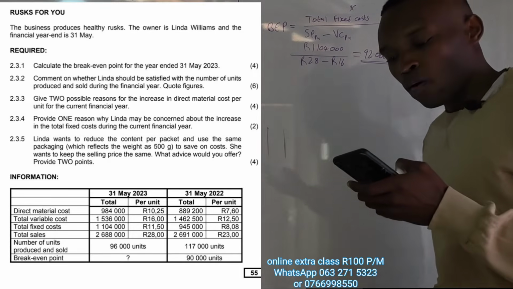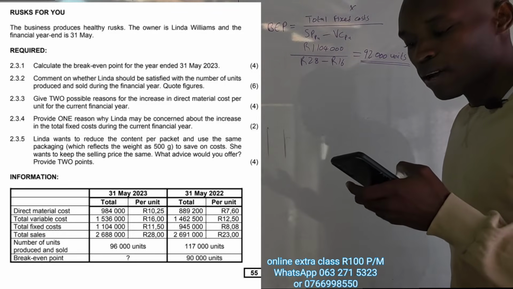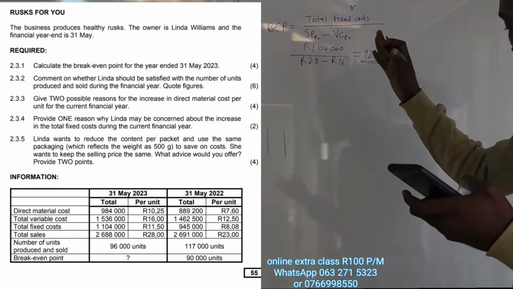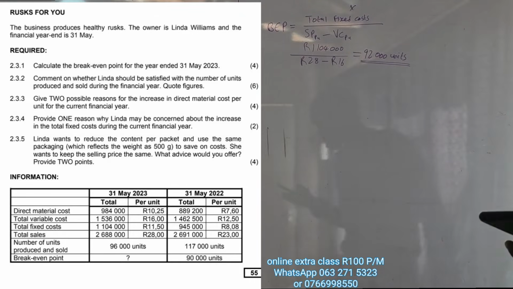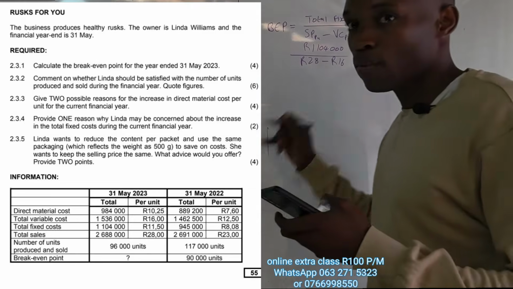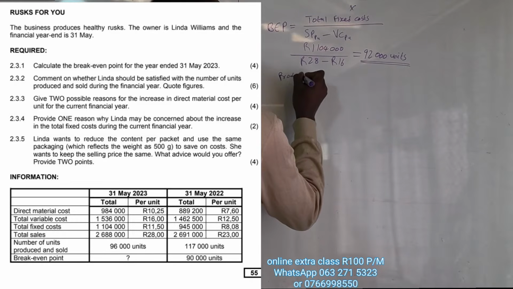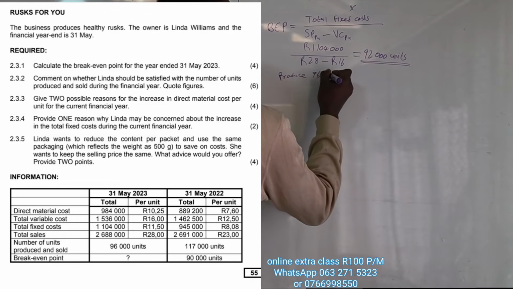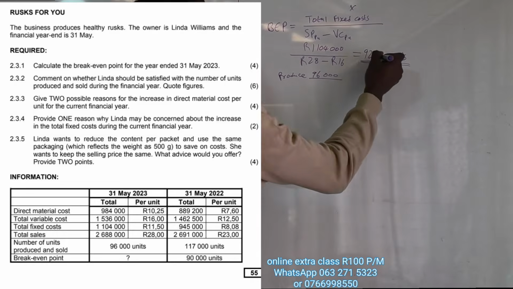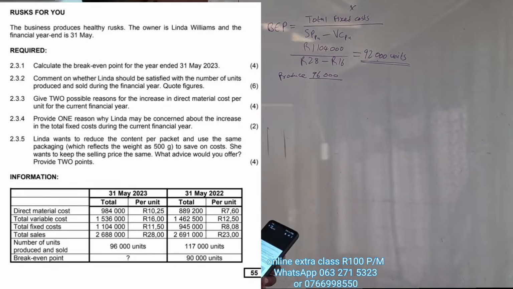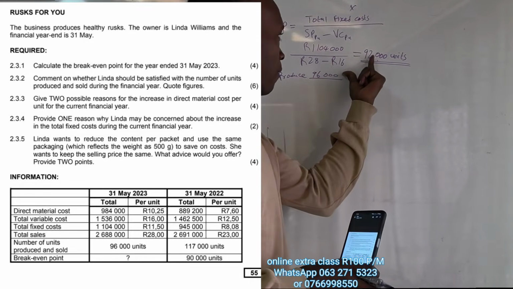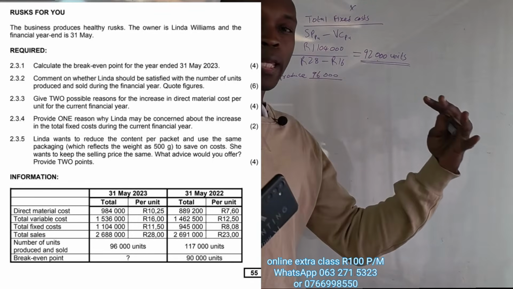Okay. Comment on whether Linda should be satisfied with the number of units produced and sold during the financial year, which means that we have to compare what she produced with the break-even point. The number of units produced in the table is 96,000. She produced 96,000, which is more than the break-even point, which means that the extra 4,000 units are going to make a profit.